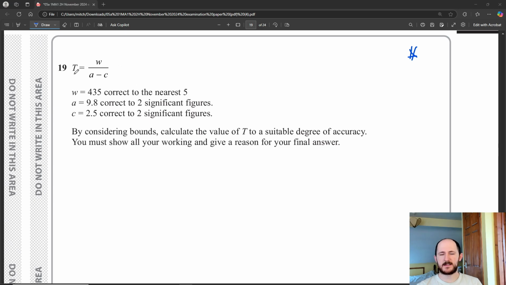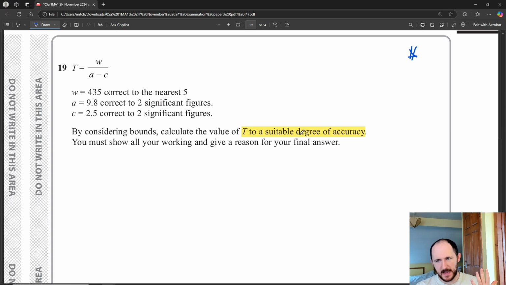Here's the question that has kind of odd wording. We have this equation and they give you some rounding, and normally they'll say work out the highest or the lowest value, but here it says calculate t to a suitable degree of accuracy. By the way, if any of you want to go into a science-related field, research, or engineering in the future, this is something you do on a regular basis. It says, by considering bounds, calculate the value of t to a suitable degree of accuracy.